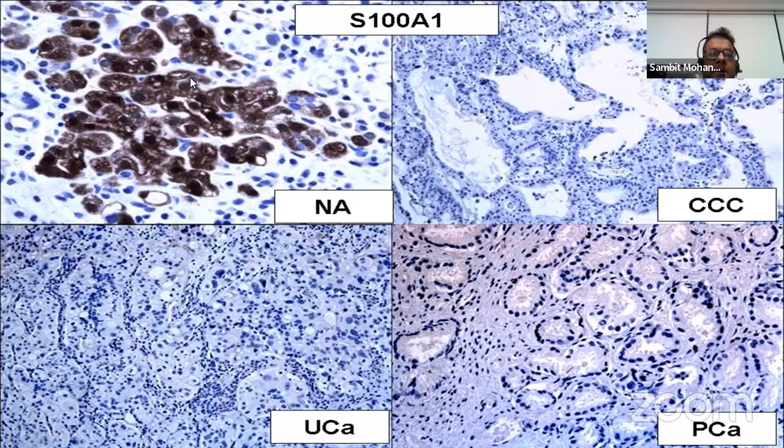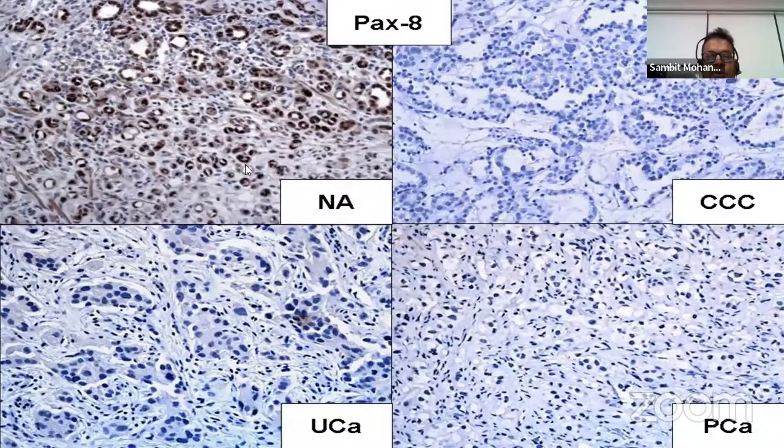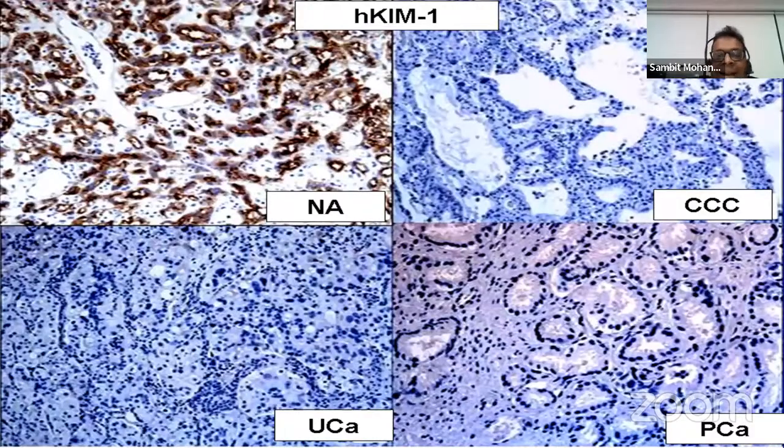Nephrogenic adenoma is derived from the renal tubule, and it is positive for S100A1, which is a nucleocytoplasmic stain. It is also positive for PAX2 and PAX8, which are negative for these other entities. It is also positive for human kidney injury molecule 1, and the others are negative for all three. We basically do not need any stain in this condition. It is morphologic, but for the sake of the class, I picked some from my old research study from 2011.